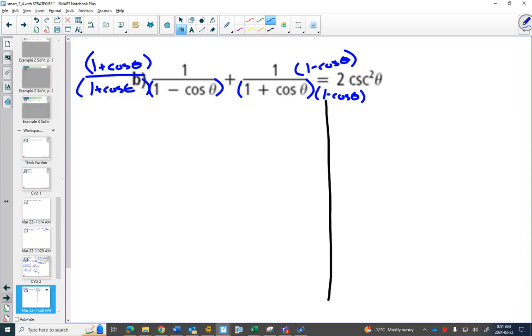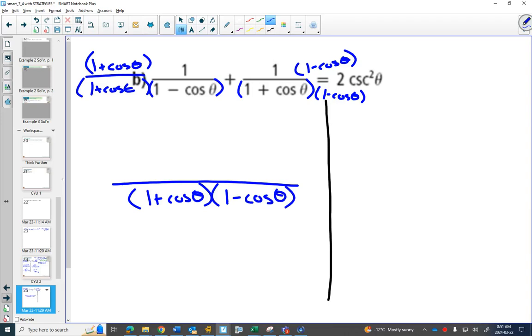Okay, so what does that do? Well, that will give me a common denominator of 1 plus cos theta times 1 minus cos theta. And on the top, this one gets multiplied by 1, so I'd have 1 plus cos theta, plus, and this one would have 1 minus cos theta.